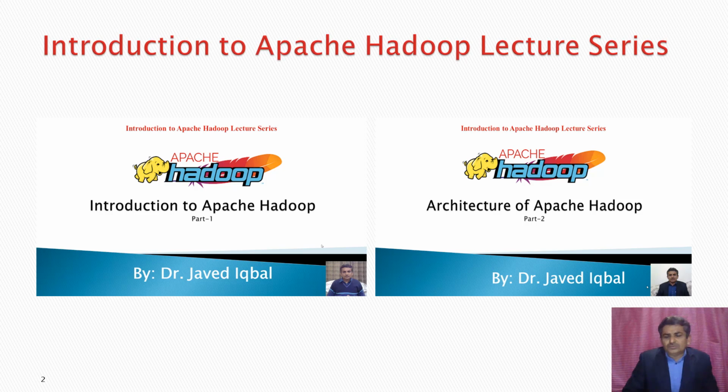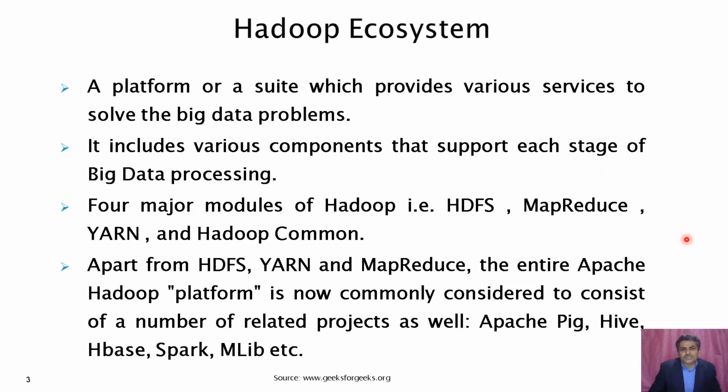Then in part 2, I presented the architecture of Apache Hadoop. There were two versions of Apache Hadoop, version 1.0 and 2.0. Hadoop 1.0 has some limitations. Those limitations were removed in Apache version 2.0. This lecture is on Hadoop ecosystem. First, we will see what is Hadoop ecosystem.